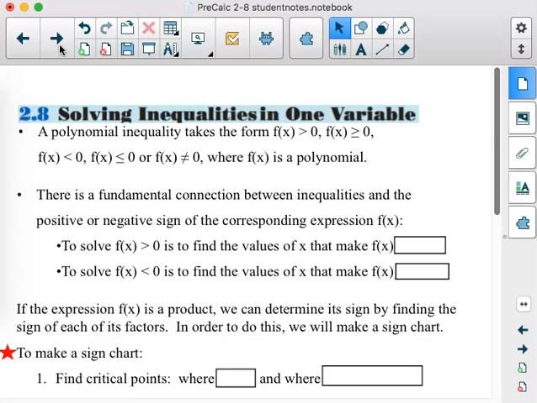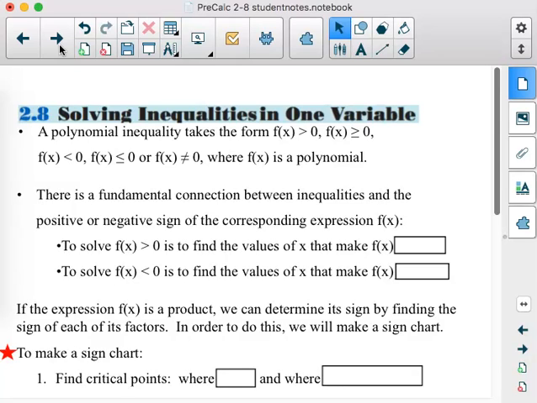I don't know if we'll get to the one where we need that today or if we'll get to it tomorrow. But we're solving inequalities in one variable. So we're using a polynomial inequality that takes the form of f of x is greater than 0, f of x is greater than or equal to 0, f of x is less than 0, f of x is less than or equal to 0, or f of x is not equal to 0, where f of x is some polynomial. So how do you show that a polynomial is greater than or equal to something? Well, that's what we're going to learn today. We're going to learn how to do all those pieces.